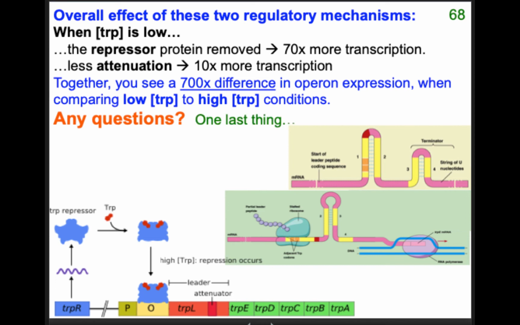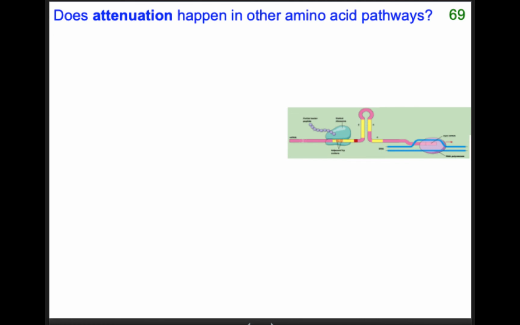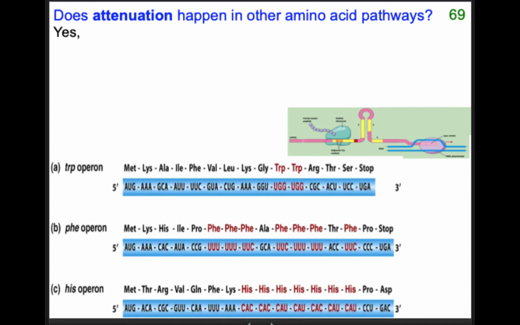Okay, one last thing. In terms of attenuation, another question you can ask yourself is, does this happen in other amino acid synthesis pathways as well, other biosynthetic pathways? And the answer is yes. You'll notice that each of these different operons which are used to synthesize a different amino acid, they all have a sequence that requires some of the amino acid that they would synthesize, right?